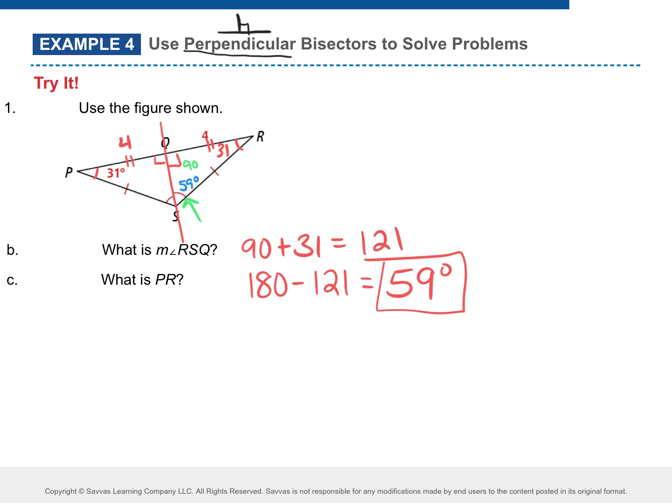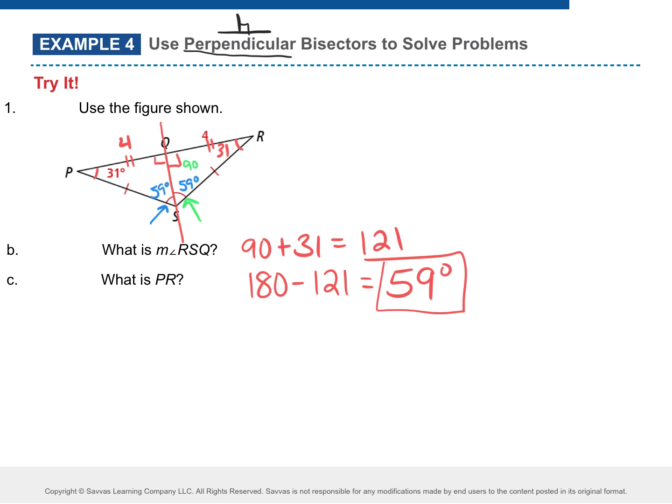What do we know about angle PSQ? It's the same, right? Because of those congruent markings. So we know this one's also 59. Now, I understand these pictures can get a little messy. Just try to stay organized with your pictures and your drawings.